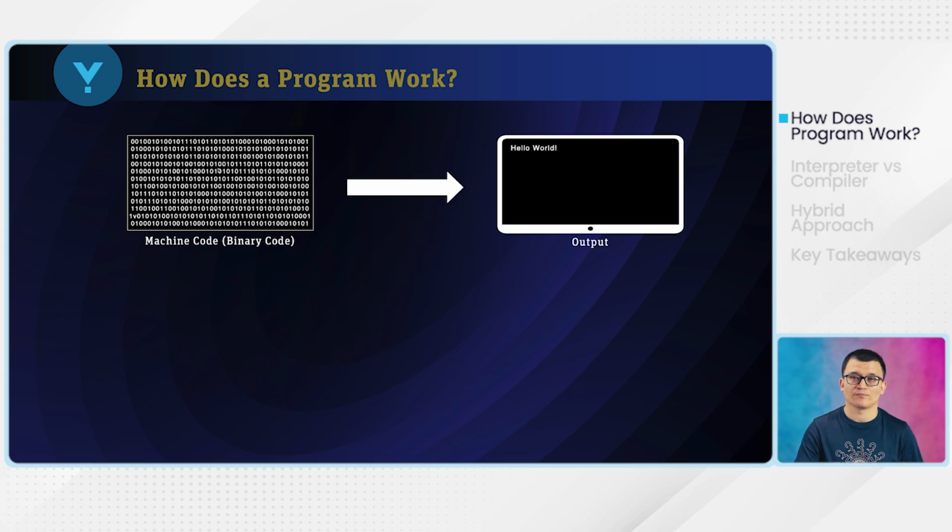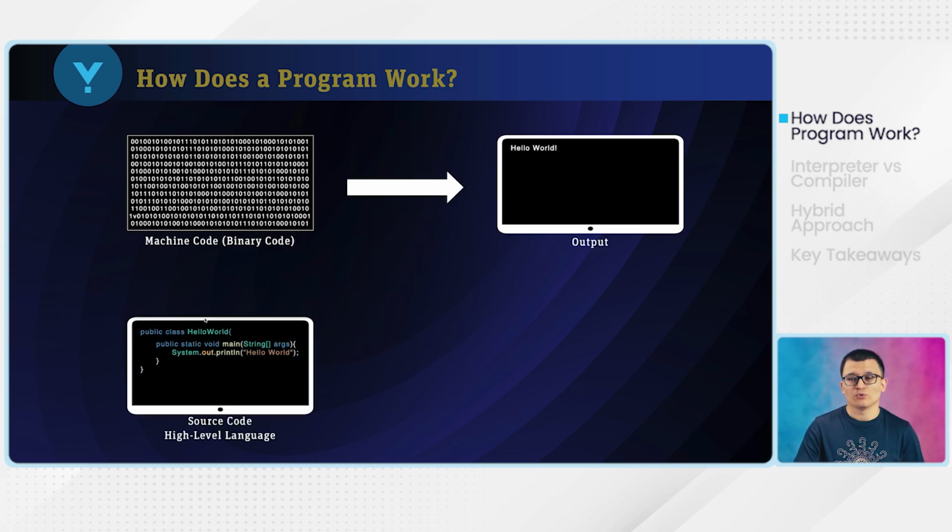code like this. Okay? So when we write our codes, we use a language. High level language can be like Java, Python, Ruby, or JavaScript, or C++. Those are also known as the high level programming languages because they are closer to the human language.